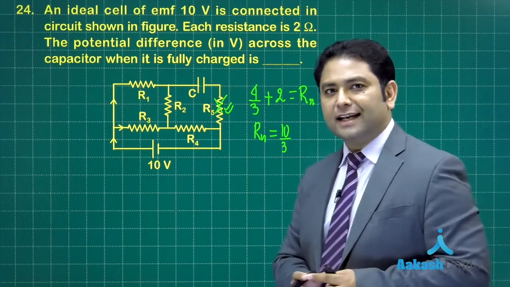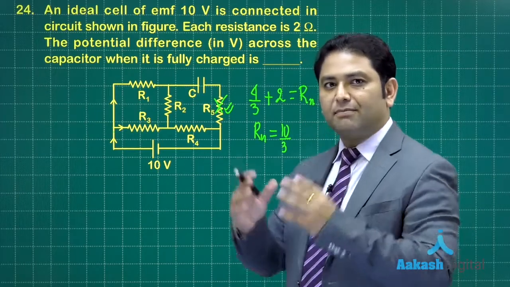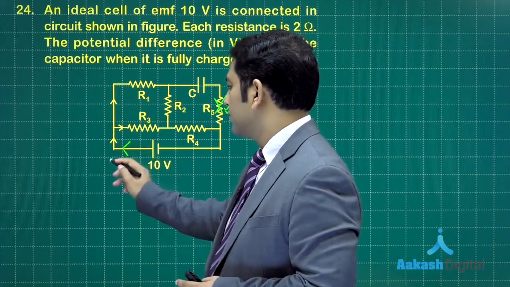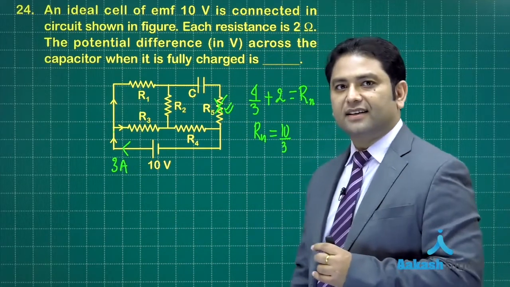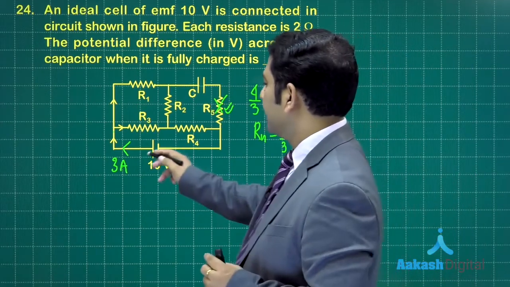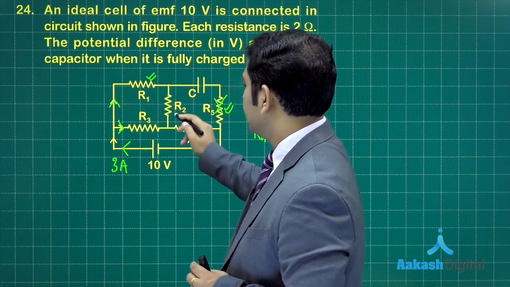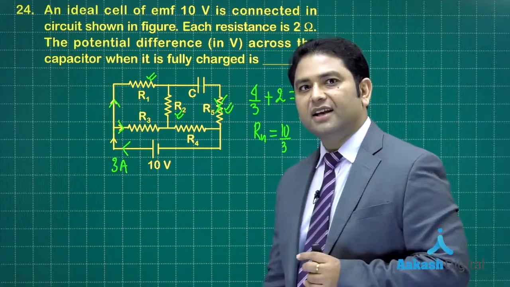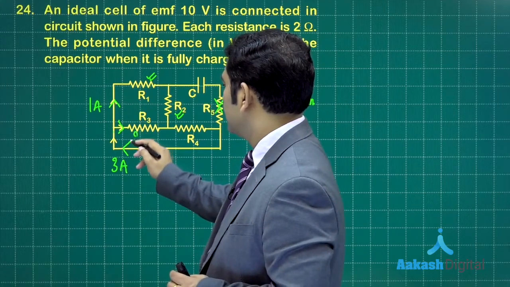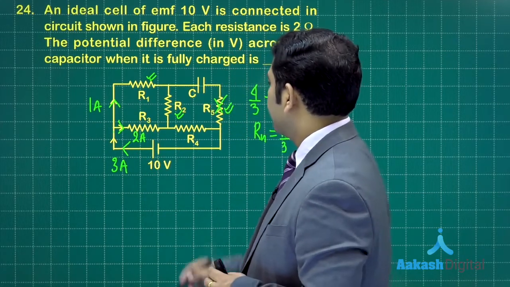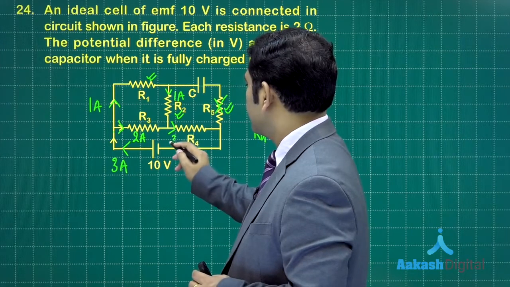So once you calculate the net resistance across this terminal, how much will be the current? 10 divided by 10 by 3, and that is going to be 3 ampere. That's how it comes. So now we have calculated the current. Now this 3 ampere will get divided. Let's see. The first route will be this one. And remember, this and this are in series. Okay? So how much will be the current? 1 ampere will go here, and of course 2 ampere will come here, and then the same 1 ampere will also go there, and here that's going to be 3 ampere.